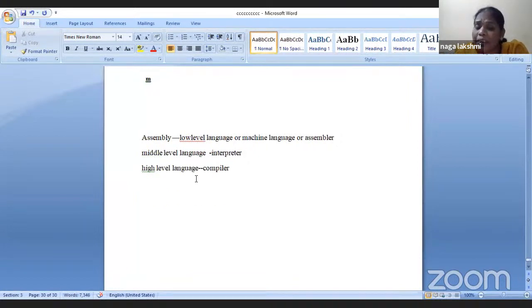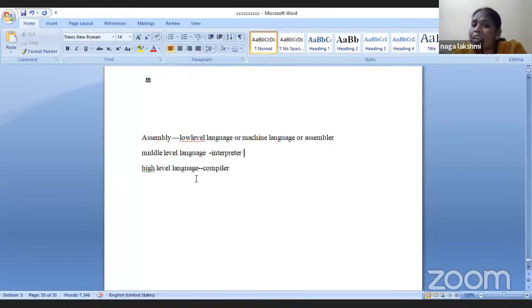Next one is high level language. High level language means, however many lines of program I type, thousands or 10,000 lines, there is no bother for a high level language. After that, the compiler is the high level language translator. Once the program typing is finished, I am going to compile the program at last.